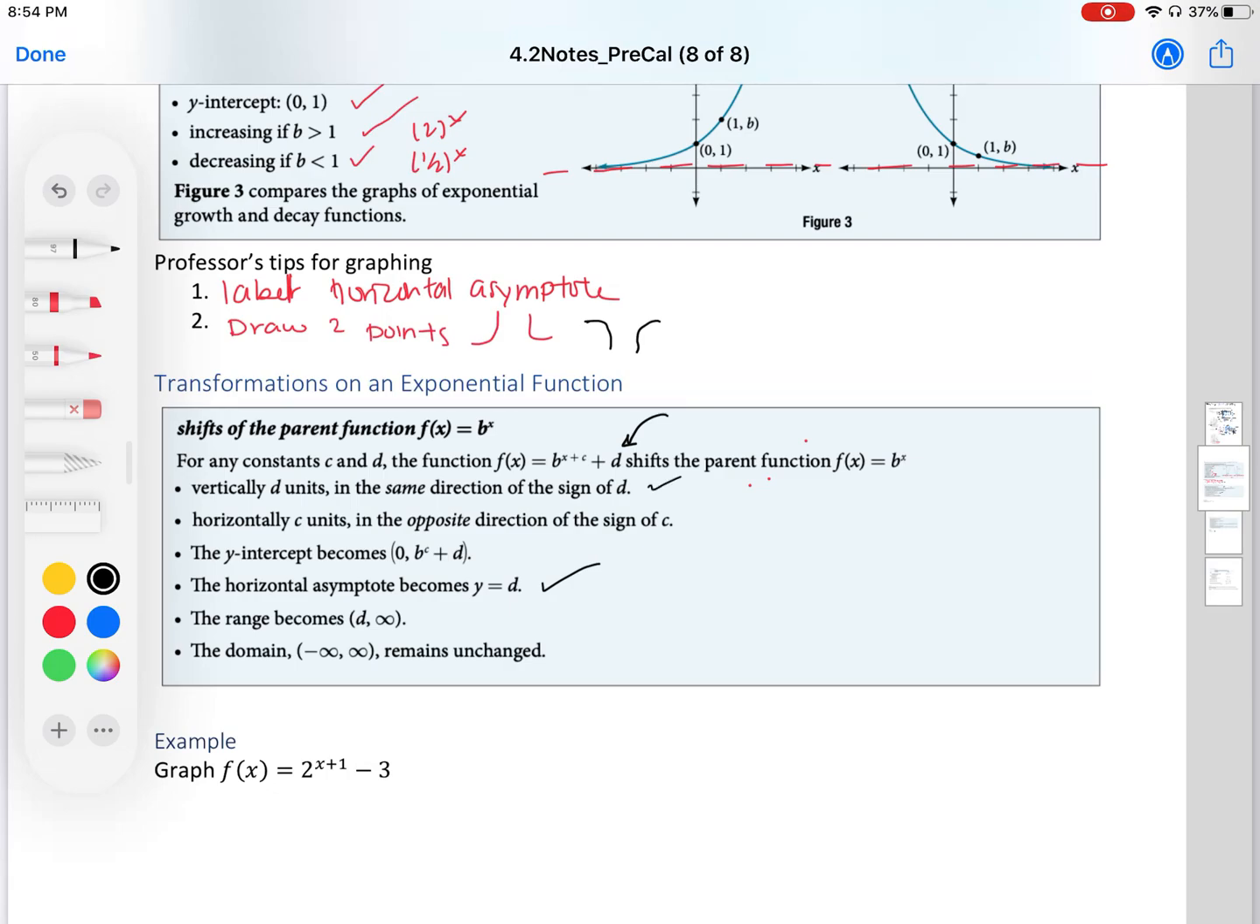Next, horizontally c units, in the opposite direction of the sign of c. So you see the c right here in the exponent's place. That will determine your horizontal shift. If it's plus c, move to the left. If it's minus c, you move to the right. And your range is always bounded by your horizontal asymptote. If it's going up, it's infinity. If it's going down, it's negative infinity. And your domain stays all real numbers.